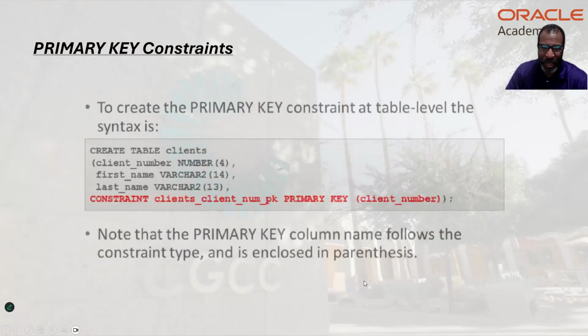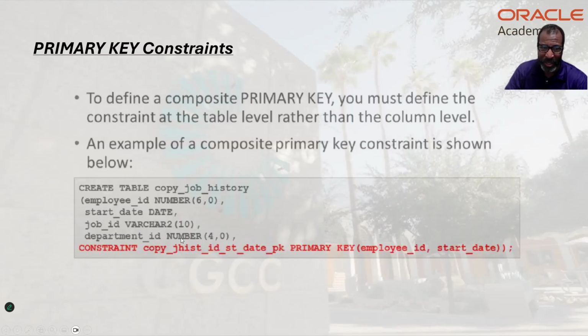All right. And if we wanted to do it at the table level, that's the syntax. And we're identifying the client number as a primary key. If we're identifying a composite primary key, which is two or more columns, here we're looking at ID and start date. So employee ID and start date. That becomes a composite primary key constraint, which you see often.